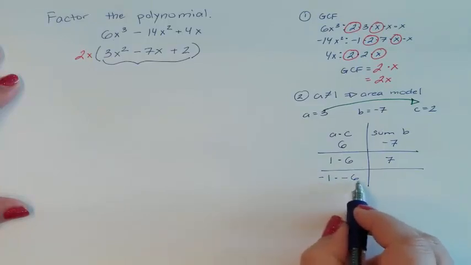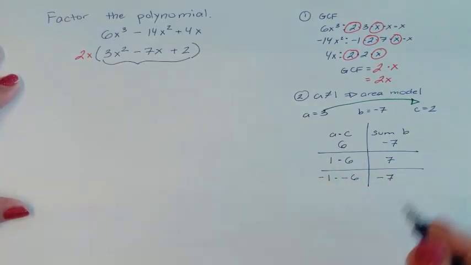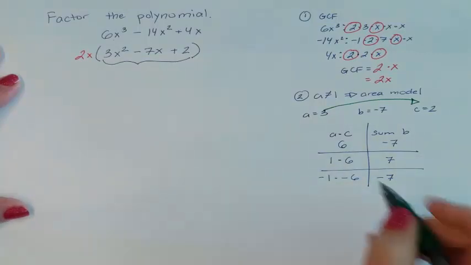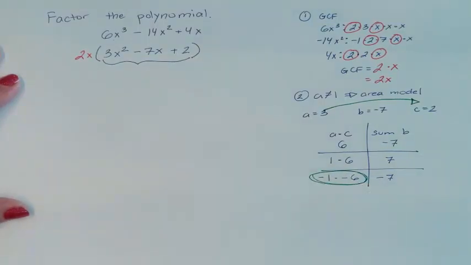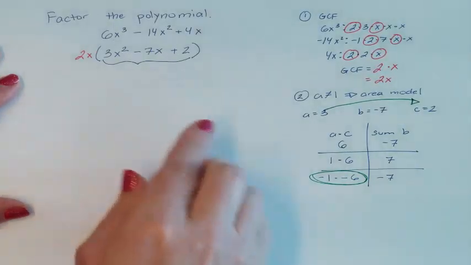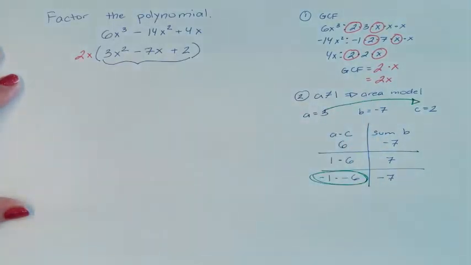If I multiply these two together, I do get 6. If I add these two together, I do get a negative 7, which is the number that I needed. So I just found the two values that I needed. Now coming up here, the reason why we had to do this, we need the area model.